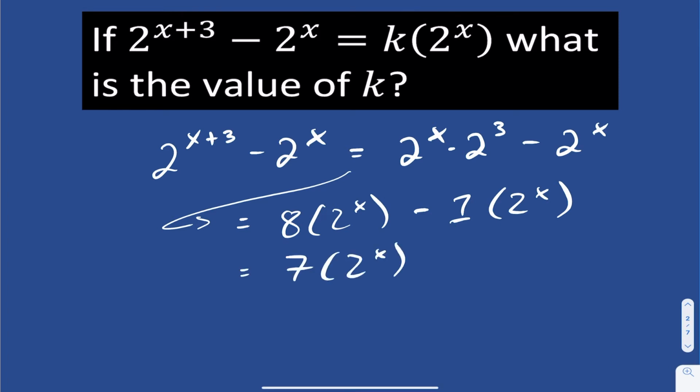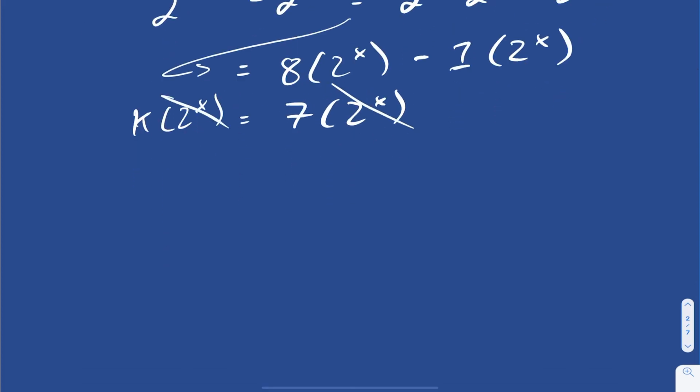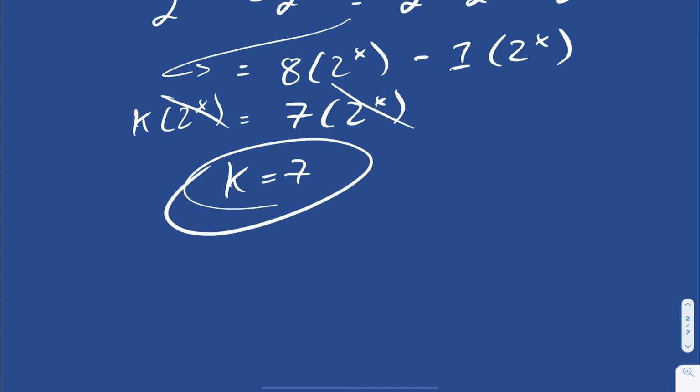But again, what is 2 to the power of x plus 3 minus 2 to the x equal to? I had shown that this was equal to k times 2 to the x. So therefore, these will cancel, and you get k is 7.